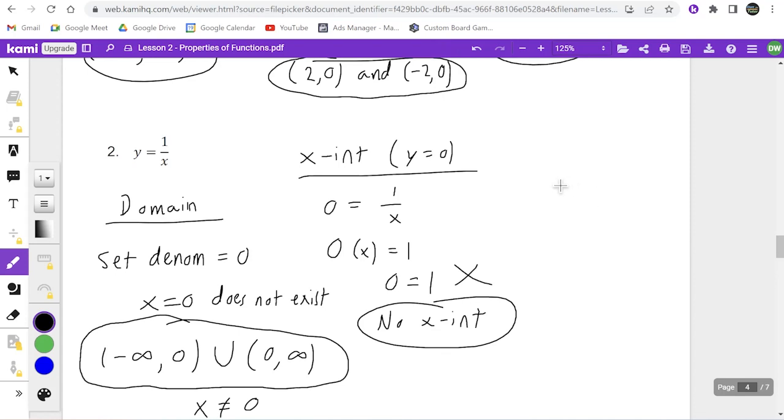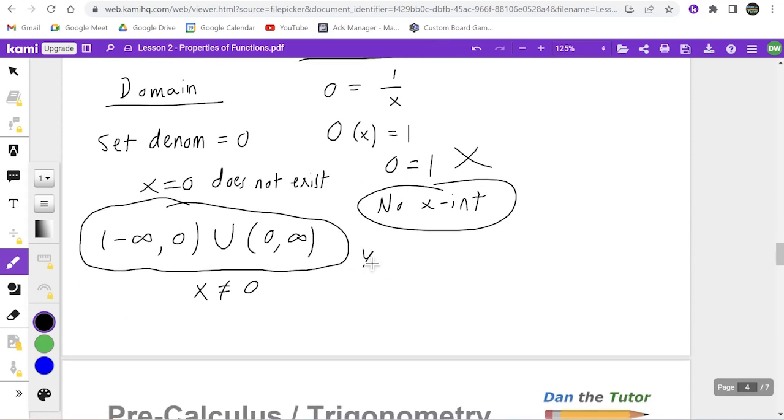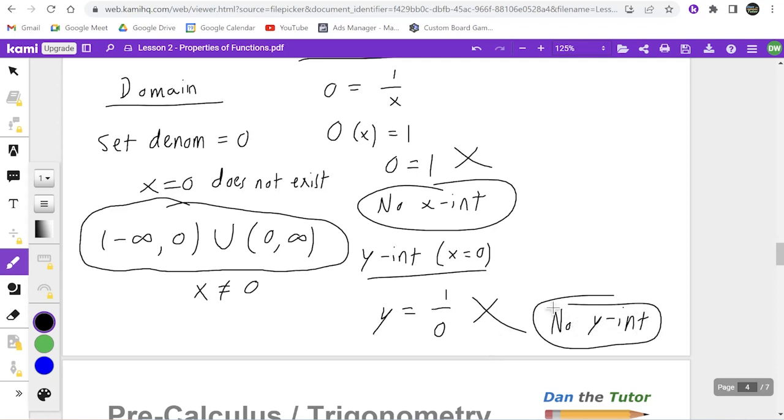Okay, next is the y-intercept. For the y-intercept, this is when x equals 0. So y equals 1 over 0. Uh-oh, bad. So there's no y-intercepts either, it looks like. Again, perfectly fine. This is great news for us. So no x-intercepts, no y-intercepts. What does that mean the graph looks like? Funny you should ask. Actually, I jumped the gun. Next is even or odd.